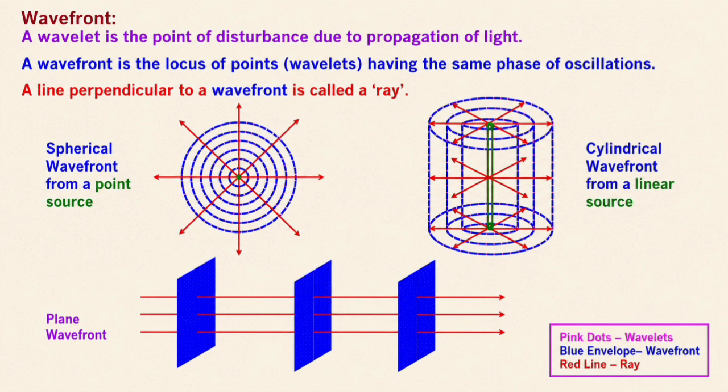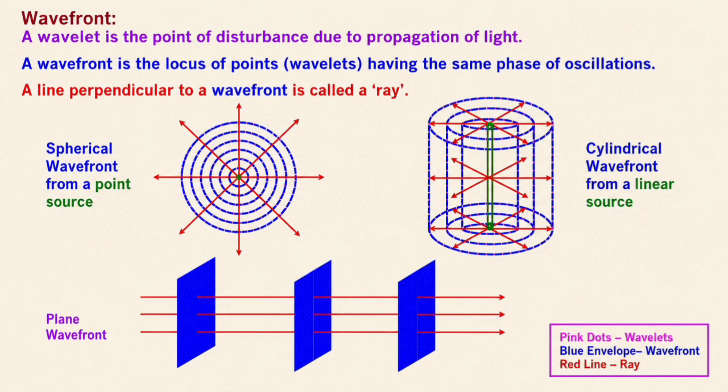Okay, so let's see. Now if we see the figures, in the left figure we can see the source is a point source, we draw some concentric circles, right? So these concentric circles are called wavefronts. Now on these circles you can see there are some pink dots, right? So these pink dots are called wavelets. Now let's understand in detail.